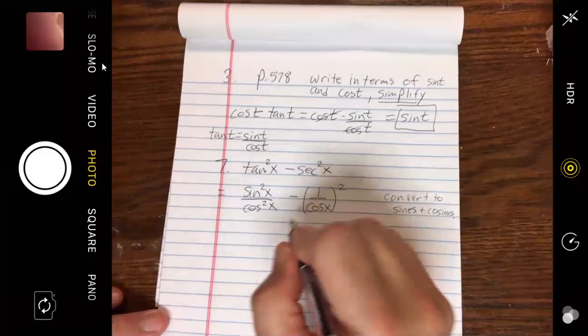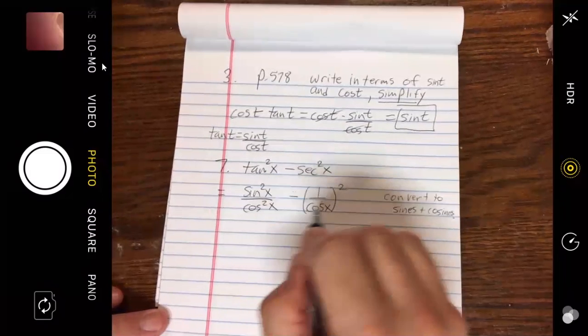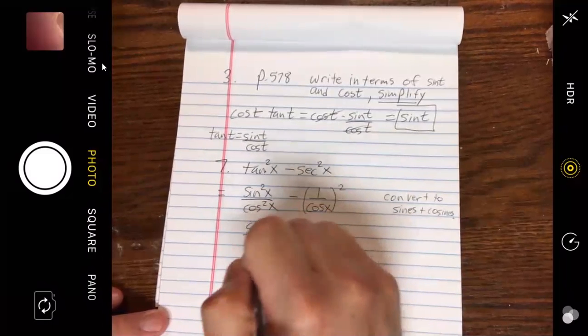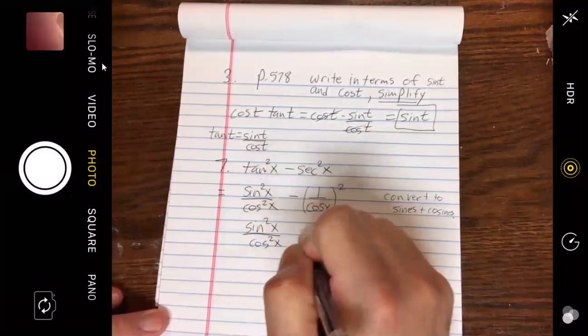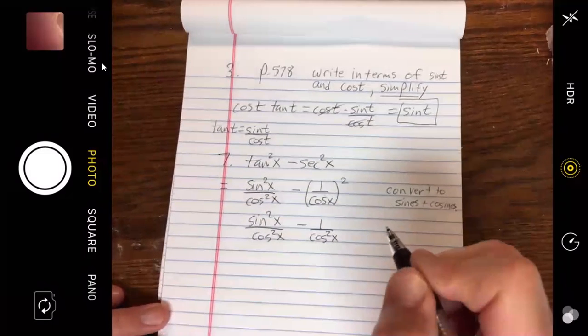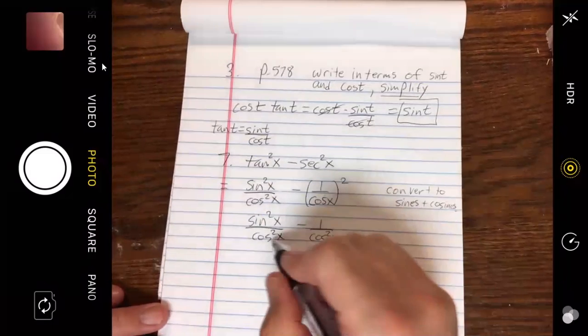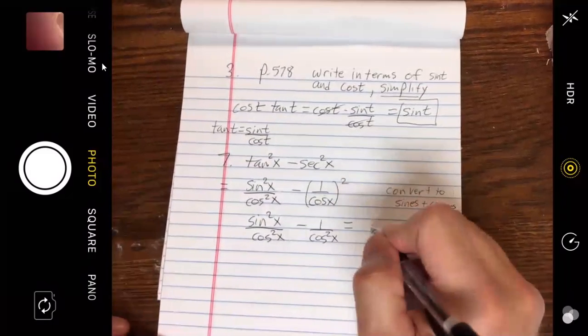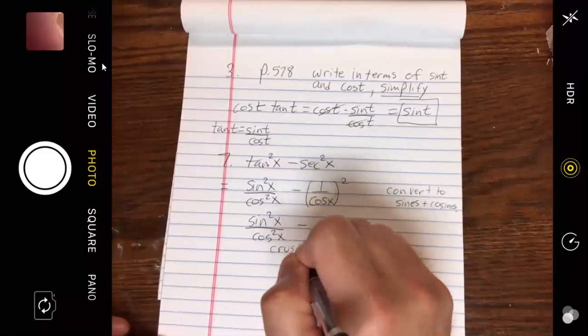All right, well, again, with fractions, you want the common denominator: sine squared of x over cosine squared of x, subtract 1 squared, which is 1, over cosine squared of x. Well, it has a common denominator. You didn't have to find one. It's already identical, so you can crush that together.